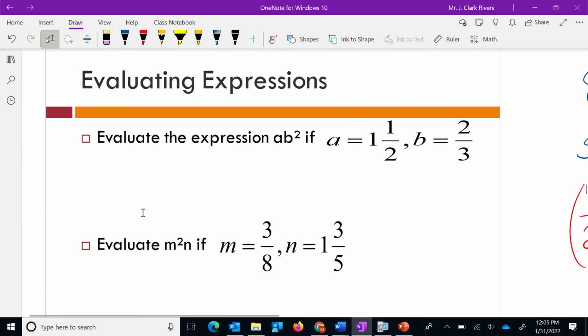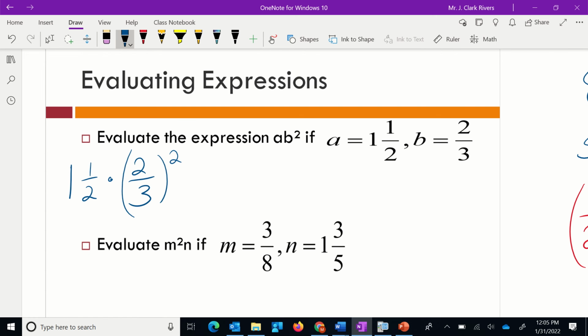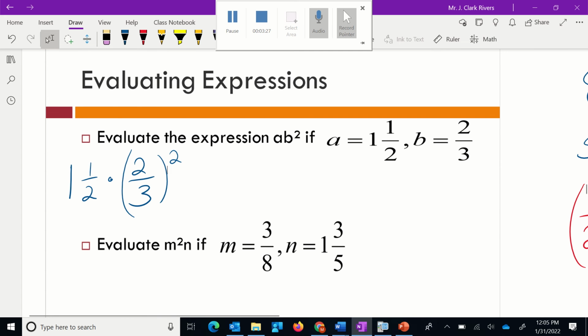So let's evaluate this expression. First, we're gonna substitute. A is 1 and 1/2. So 1 and 1/2 for A. Multiplied by B squared. So that's gonna be 2/3 squared. So there's your setup. I'll pause the video now and get that written down if you need to. Okay, so let's convert 1 and 1/2 to an improper fraction. 1 times 2 is 2. 2 plus 1, that's 3 halves. 3 halves. Multiply by, let's go ahead and multiply this.